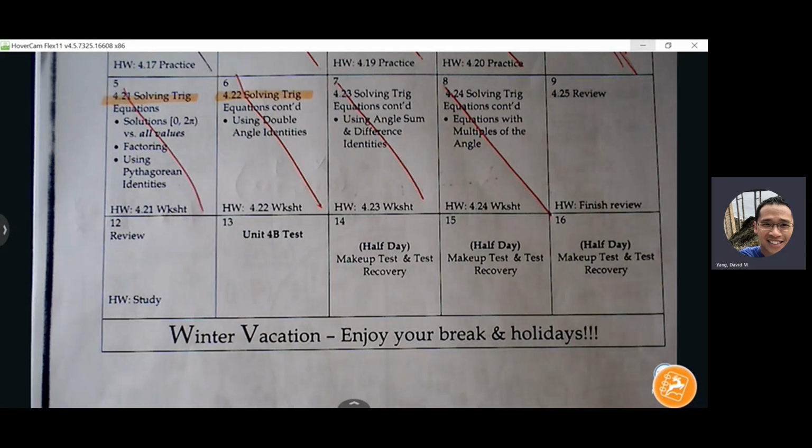Okay, today we're going to finish up on 4.25, the test review. And then we'll move on to 4.26, which is the new set of test reviews that we picked up. And then whatever we don't finish, we'll finish on Monday and test Tuesday.